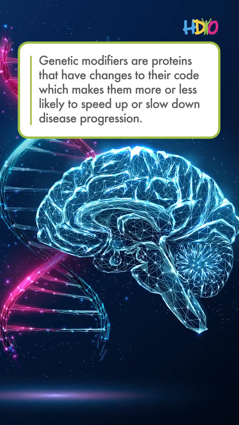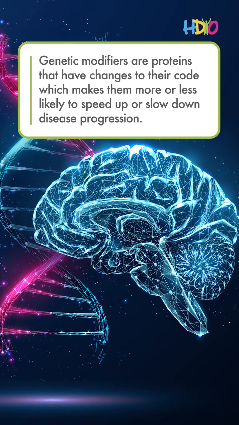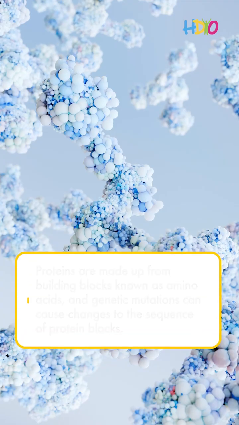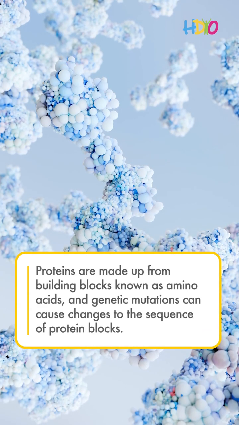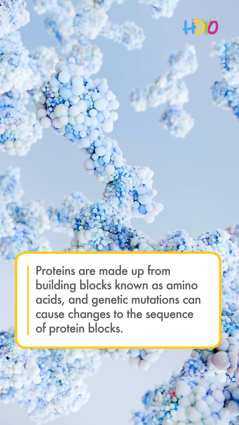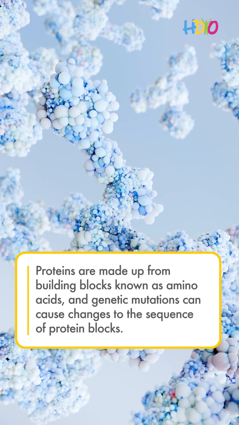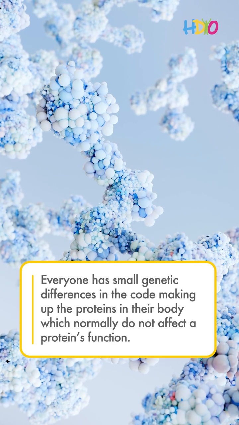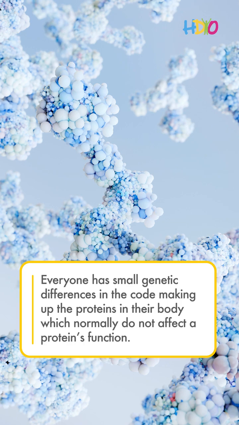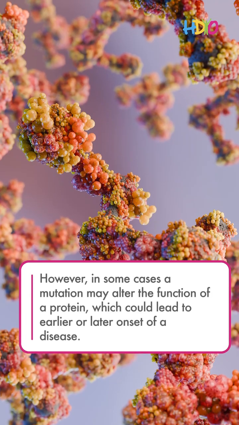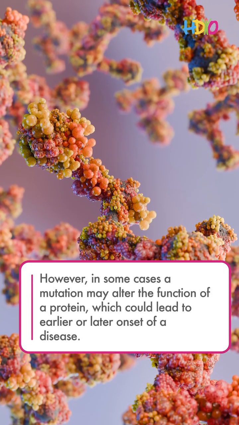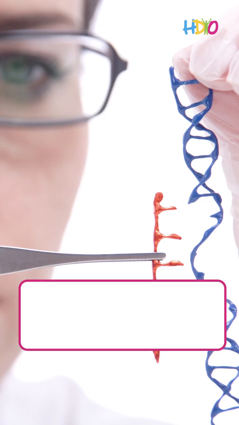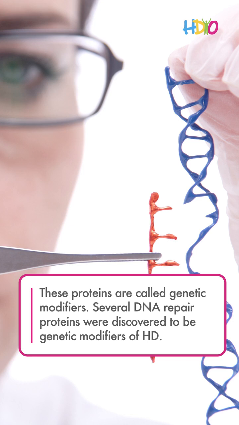Genetic modifiers are proteins that have changes to their code, which makes them more or less likely to speed up or slow down disease progression. Proteins are made up from building blocks known as amino acids, and genetic mutations can cause changes to the sequence of protein blocks. Everyone has small genetic differences in the code making up the proteins in their body, which normally do not affect a protein's function. However, in some cases, a mutation may alter the function of a protein, which could lead to earlier or later onset of a disease. These proteins are called genetic modifiers.